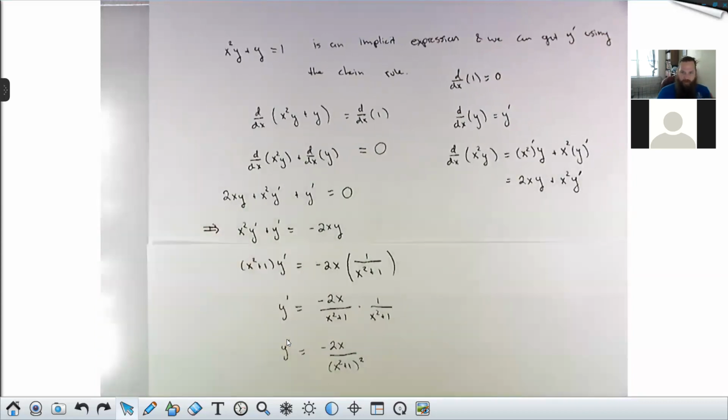Now, obviously, the second thing took longer. Had to write more. Some of the steps felt a little strange. So you'd be wondering, why would anybody ever do this stuff instead of just doing the thing that we did before? The answer to that question is sometimes you have an equation like this where you can't solve for y. If you want to differentiate to find y prime, you can still do that.